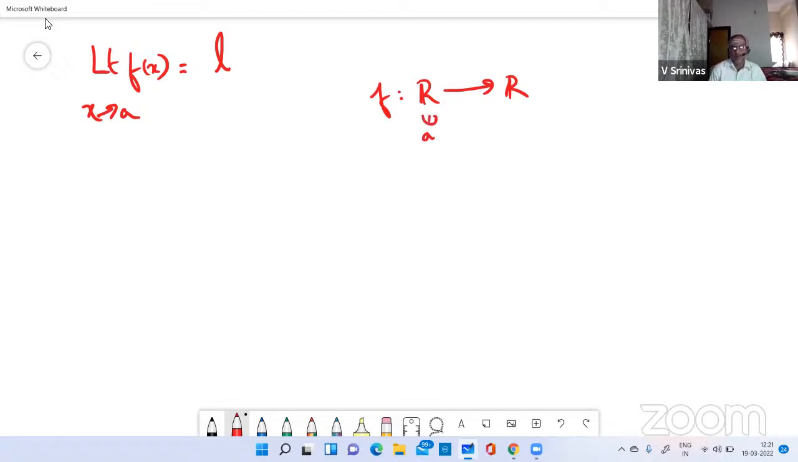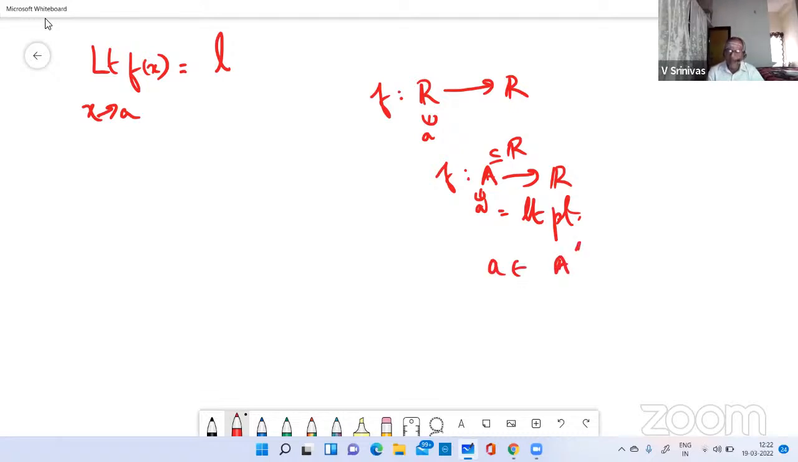How do you define its limit at a point a? In general, if your f is defined on a domain capital A, where A is a subset of R, then small a should be a limit point of capital A. In your topology course, you have studied what is meant by a limit point. When do you say small a is a limit point of capital A? When every neighborhood of small a intersects capital A at points other than small a. Such a point is called a limit point of capital A. The set of limit points is denoted by A dash. It is called the derived set of capital A.